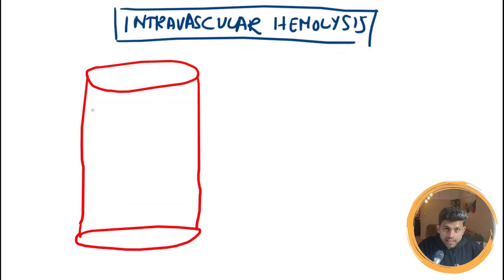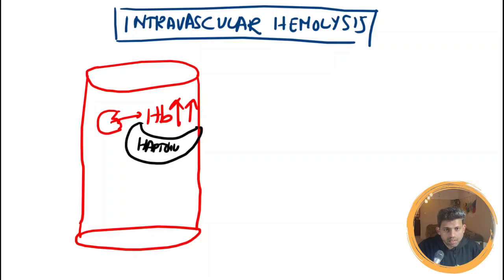Now let's look at intravascular hemolysis. Here RBCs are destroyed within the circulation. So hemoglobin is released into the plasma. If a lot of RBCs are destroyed within the circulation, hemoglobin in the plasma increases. And as we saw earlier, haptoglobin will bind to all this free hemoglobin. But as the load of free hemoglobin within the circulation is very high, haptoglobin levels reduce severely.